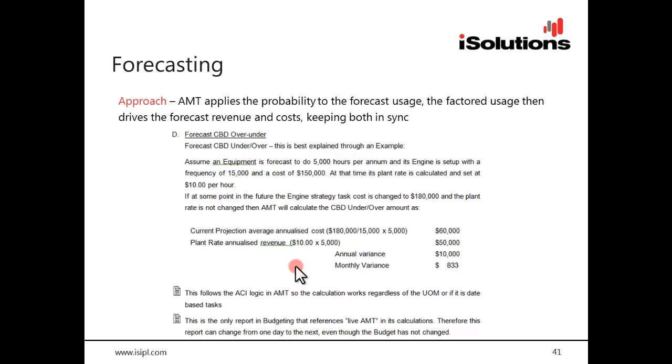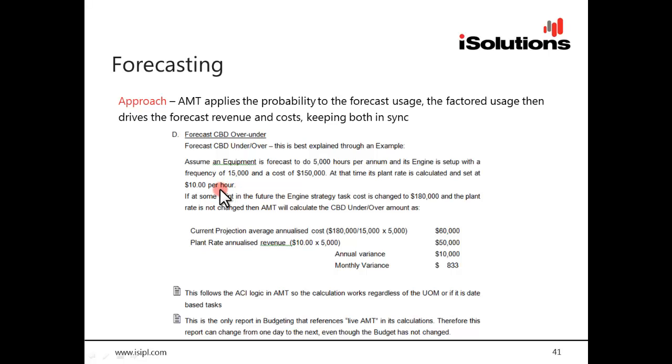So let's just go through this example here rather than create a new one. So if we've got equipment that's forecast to do 5,000 hours a year, and the engine set up with a frequency of 15,000 hours and a cost of 150,000, at that time its plant rate is calculated to be $10 an hour.